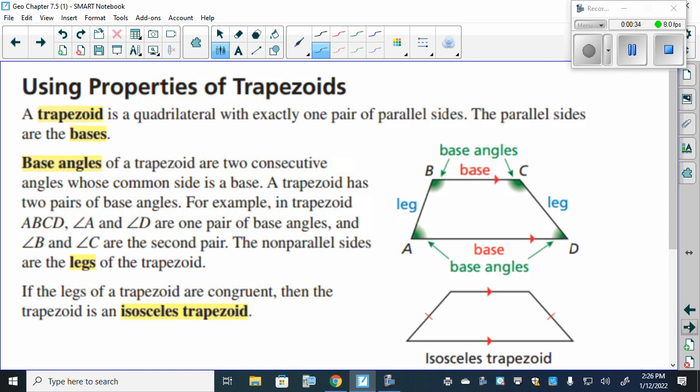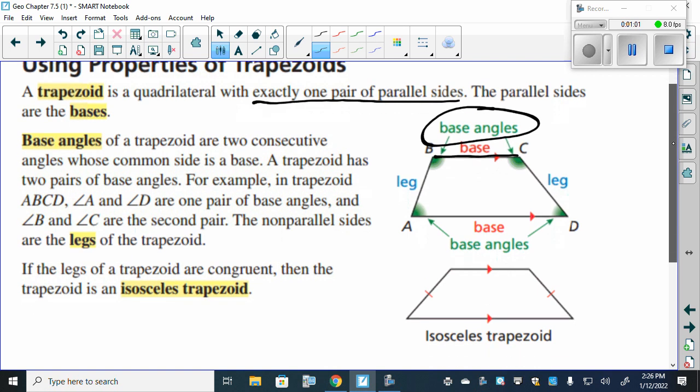Now, a trapezoid is a quadrilateral with exactly one pair of parallel sides. The parallel sides in a trapezoid are called the bases. And the angles attached to the bases are called base angles. The two sides that are not parallel are called the legs, and there are two legs in a trapezoid.